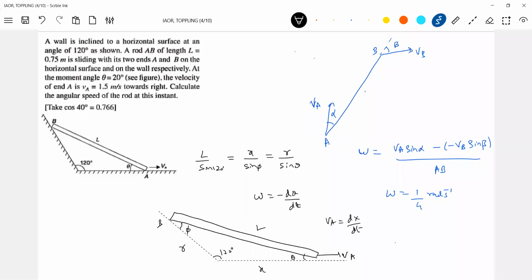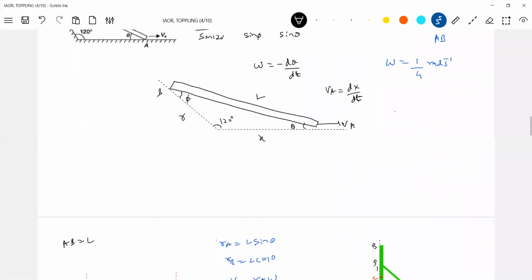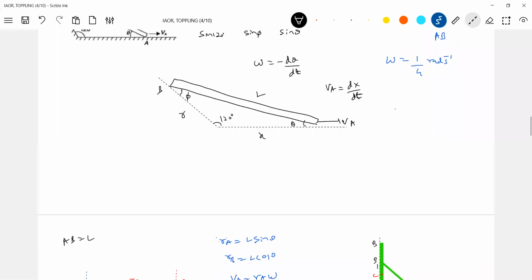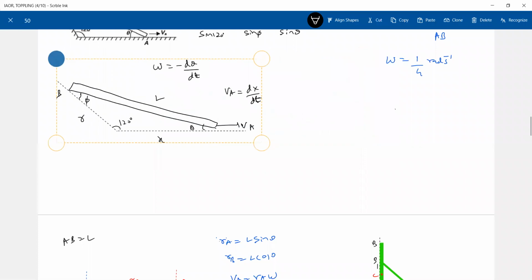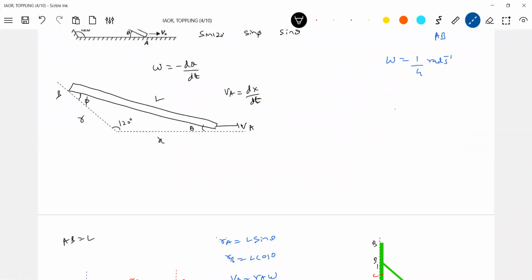I think this is just a basic sine rule or circular motion idea. If you solve by instant center, how should the problem be? The problem will take shape like this. There are several approaches. It's not that you should solve only the way the teacher says. So here there's a rod.